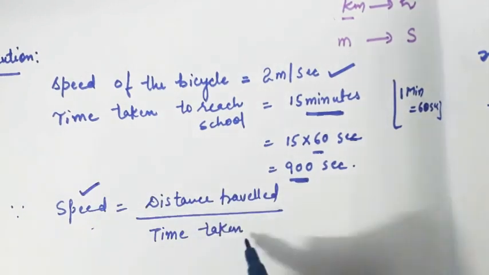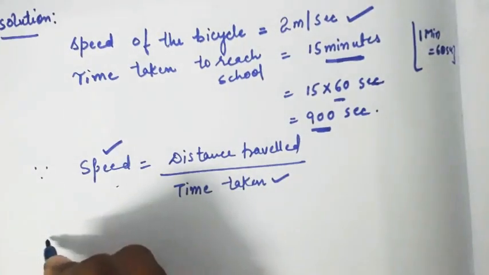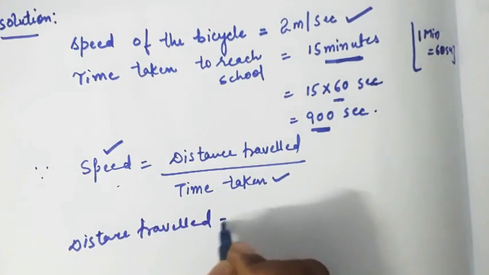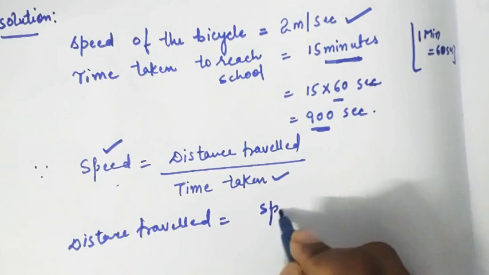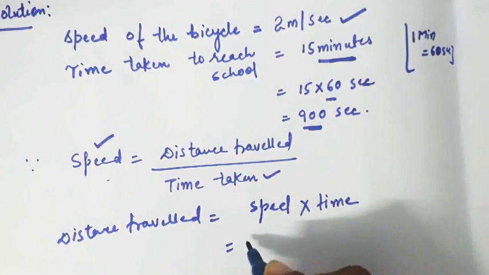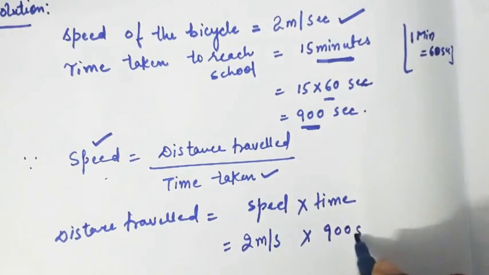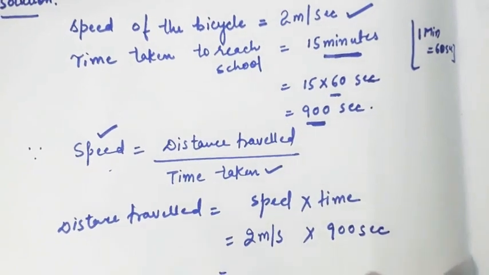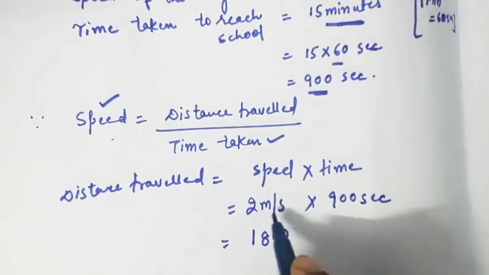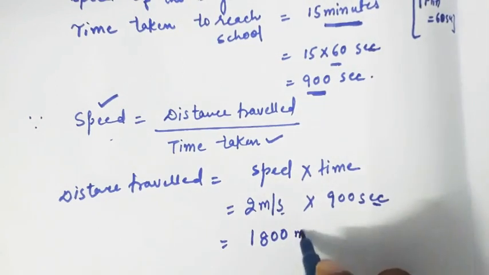We know this expression, that is speed is equal to distance traveled upon time taken. Now in this case, speed is given, time taken is given, we need to find the distance traveled. So we can write here distance traveled is equal to speed into time. Speed was 2 meters per second and time is 900 seconds. So 900 into 2 is what? 1800. Here meter per second, and the second will cancel out, and we'll be left with 1800 meter.